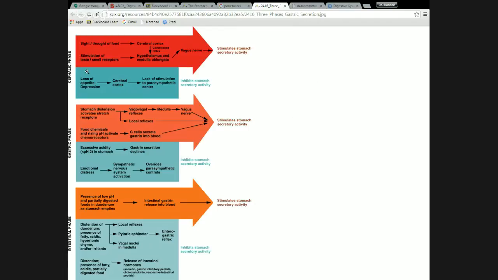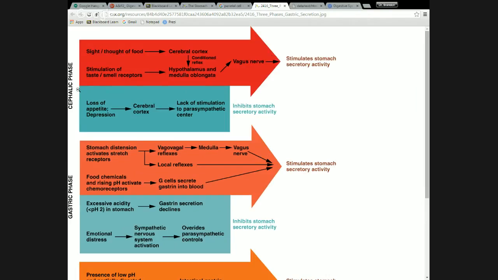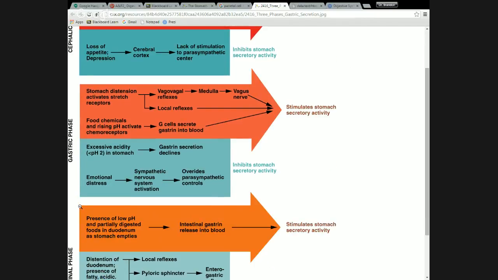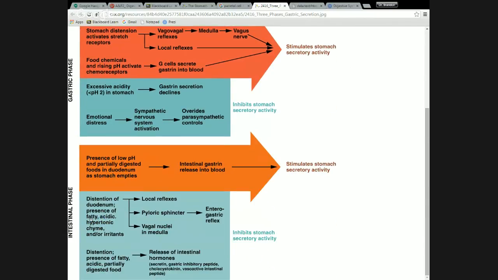And there are three phases of regulation. There's the cephalic phase, meaning what comes from the head, the gastric phase, meaning what the stomach does for itself, and the intestinal phase, meaning what the small intestines do in response to the stomach moving food on into the intestines.